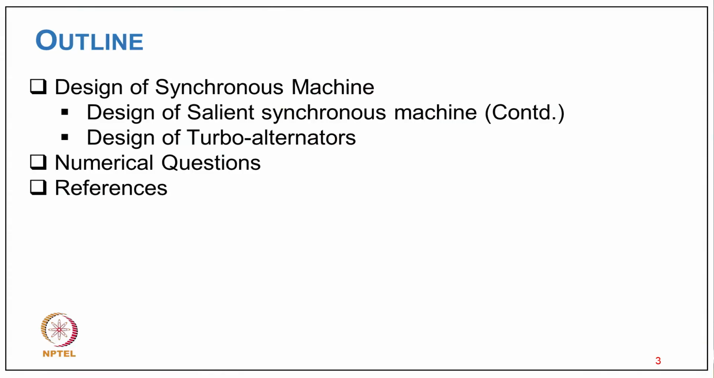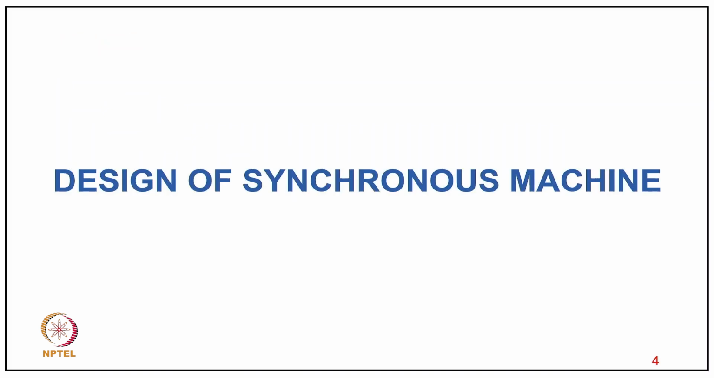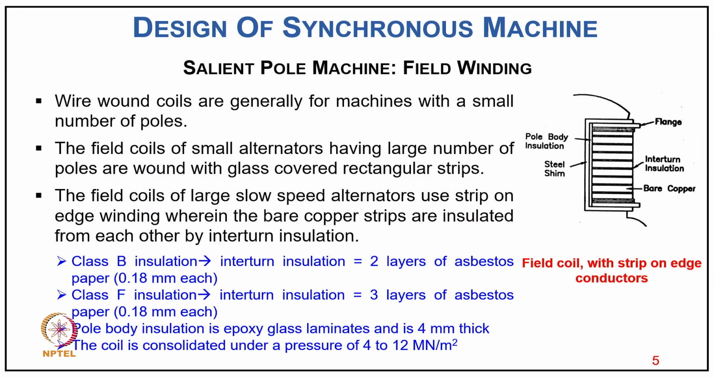As an outline of the presentation for today, we'd like to talk about design of synchronous machine, starting with the design of salient pole machine, which we are already covering, and then design of cylindrical machine for turbogenerator, then numerical questions and references. So coming to the design of the synchronous machine, starting from the salient pole machine, as we were discussing, with the design of field winding.